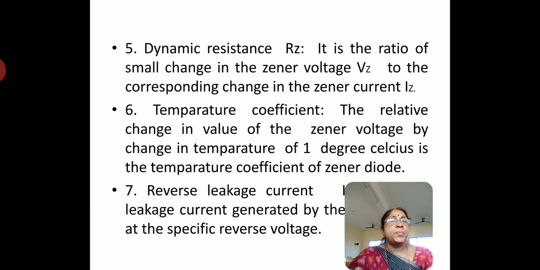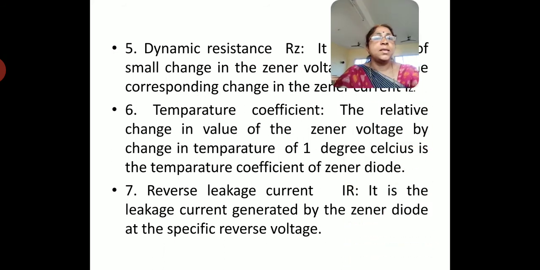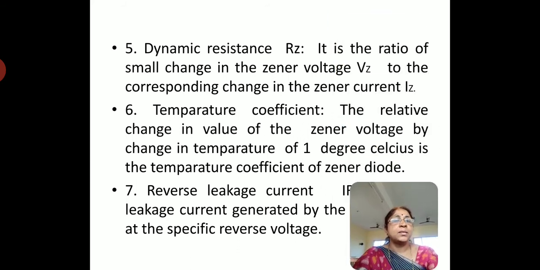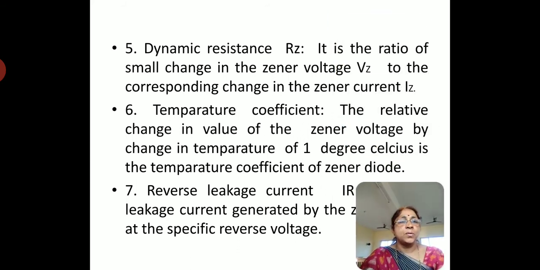And then number 6, temperature coefficient. Here the relative change in the value of the Zener voltage per change in temperature of 1 degree Celsius is the temperature coefficient of the Zener diode. And the 7th one is the reverse leakage current, that is IR. It is the leakage current generated by the Zener diode at a specific reverse voltage. So these are the parameters of Zener diode characteristics.